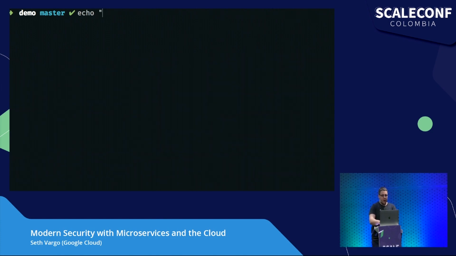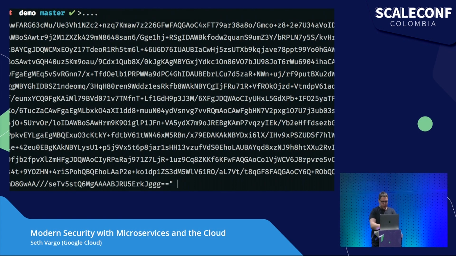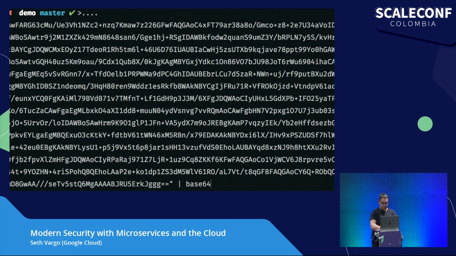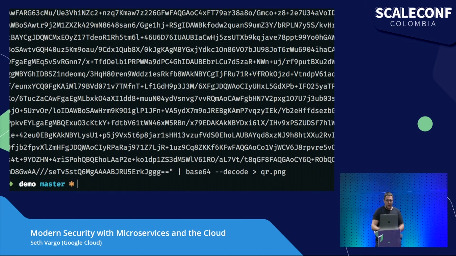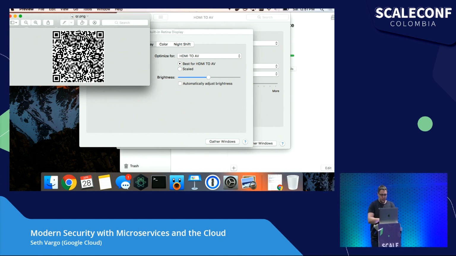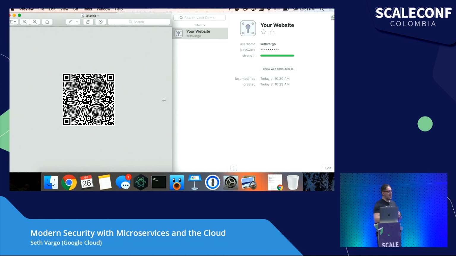So I can echo this. Whoa. And I will save this to a file. I'm taking that, decoding it, and putting the decoded result into a file. If I open this QR code, I have a QR code. You're supposed to be impressed. No, that's not the impressive part.